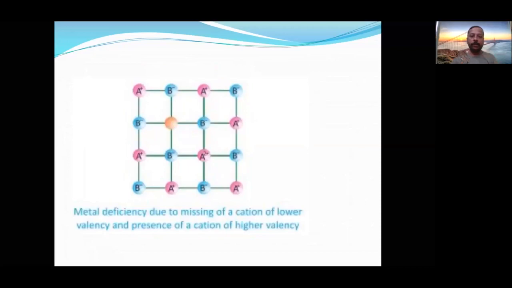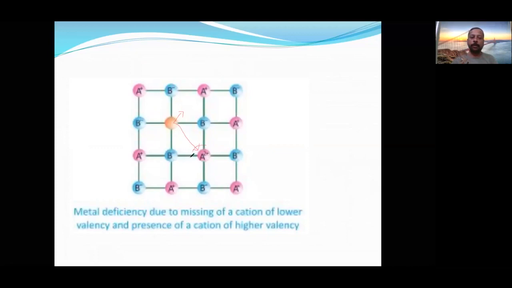Okay, next one is metal deficiency defect, due to missing of cation. Up to now we have studied metal excess defect. Here it is metal deficiency defect. See here, this is the place of the metal. But how is electrical neutrality maintained? This A positive is missing, but the charge is compensated by an increase in oxidation number. Another metal took the responsibility of the charge.